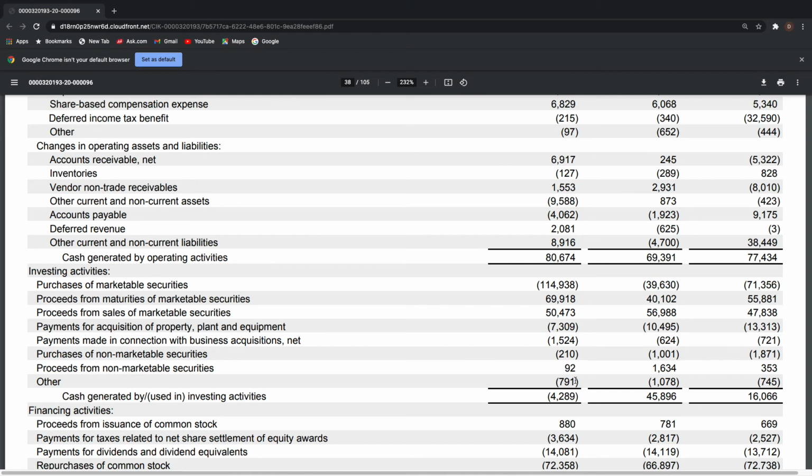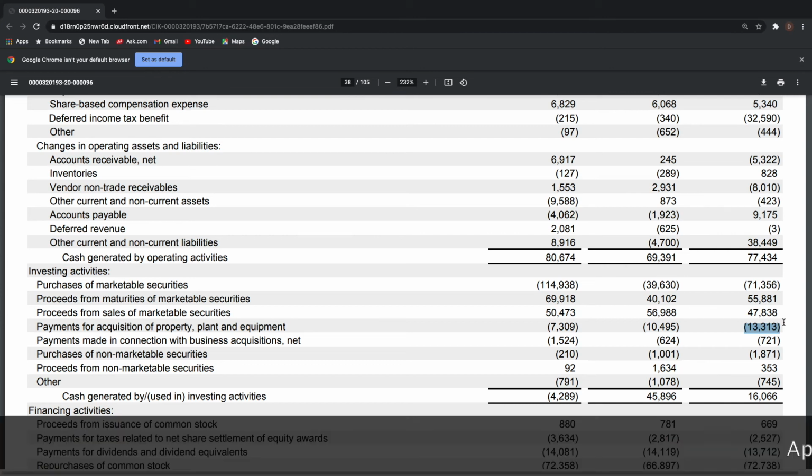And what is also really useful is to look at how that has changed over time. So I did a quick calculation on these before. The 2018 free cash flow is the 77.43 there. And then we just need to minus the 13.3 there, which gives us 64.1 billion.